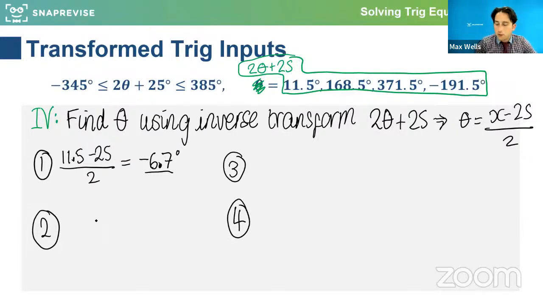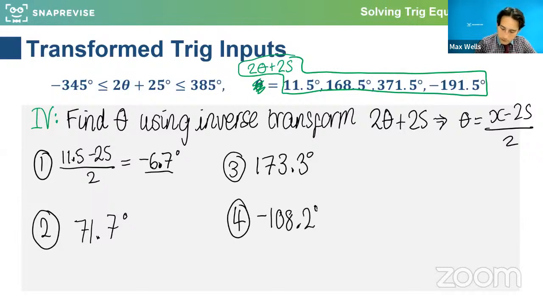So then you do it with 168.5 minus 25 divided by 2. I believe we get 71.7, but do check. For the third one, 173.3, and then minus 108.2. Now notice that these answers are all within the original domain we wanted.